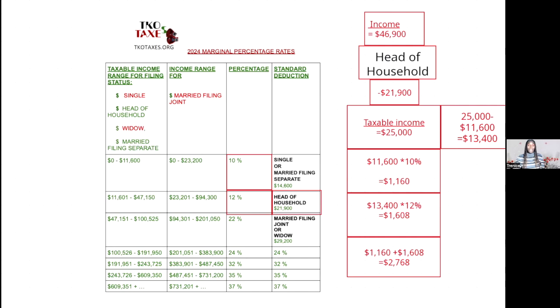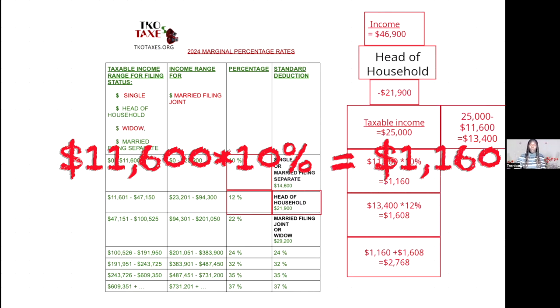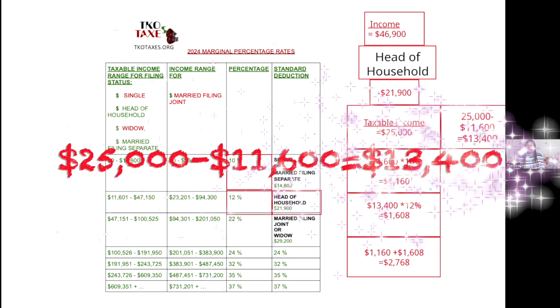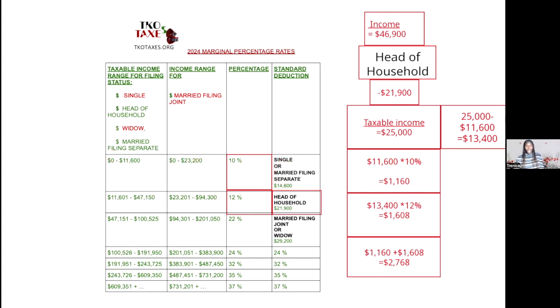Looking over at our chart, the first $11,600 of that is going to be taxed at 10%. And 11,600 times 10% is $1,160. So, how much of that $25,000 taxable income is left after subtracting the 11,600? Well, 25,000 minus 11,600 is 13,400, and that is the remainder of income that needs to be taxed.